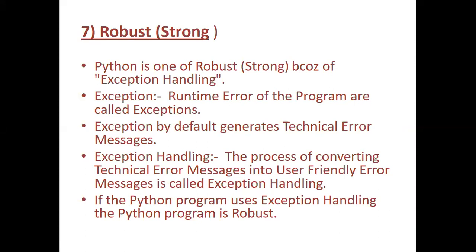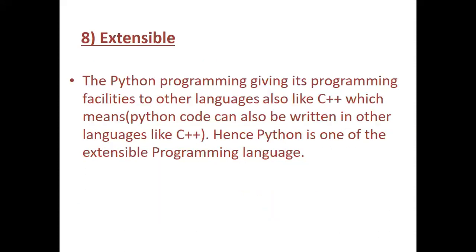Now, converting those technical error messages, which are understandable by the programmer only, into user-friendly error messages is called exception handling. And if the Python programmer uses exception handling, the Python program is robust. Now, after that, we discussed the extensible feature.